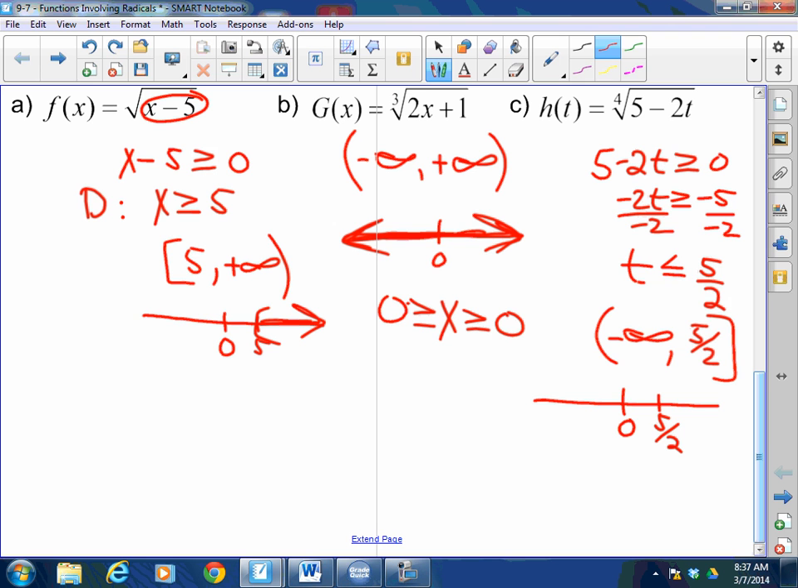It's less than 5 halves. So bracket, go that way. And then that may help you understand, oh yeah, that's right. I'm coming from negative infinity and I'm going all the way to 5 halves. So I've got negative infinity, bracket, 5 halves.